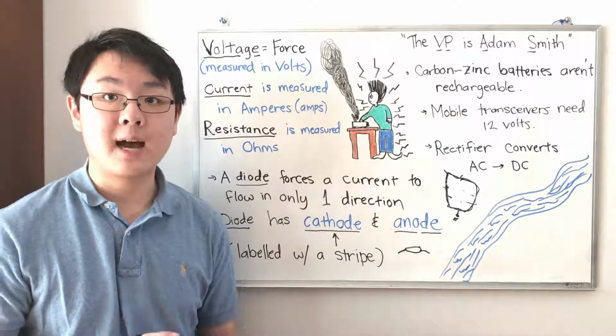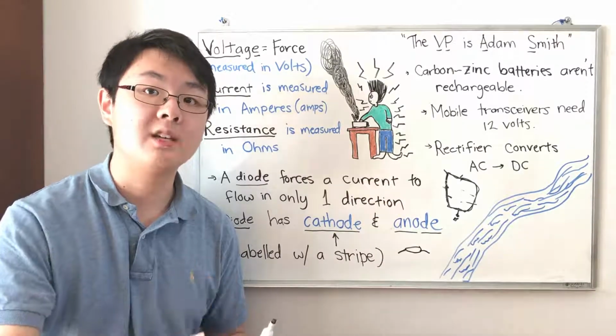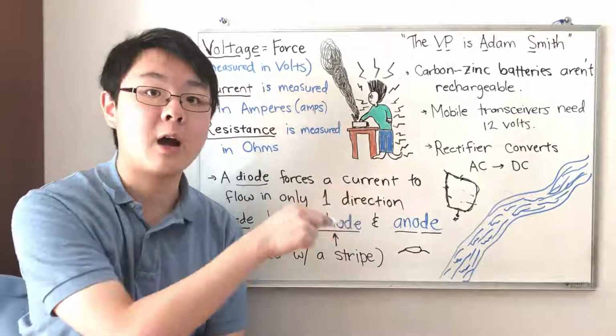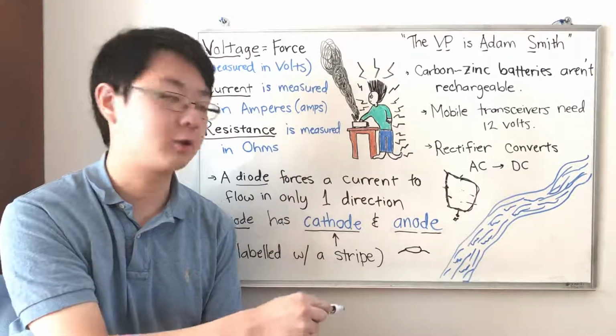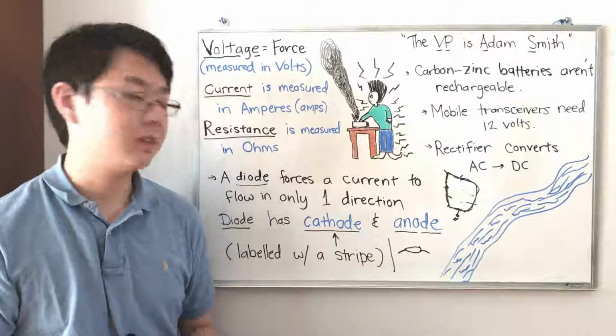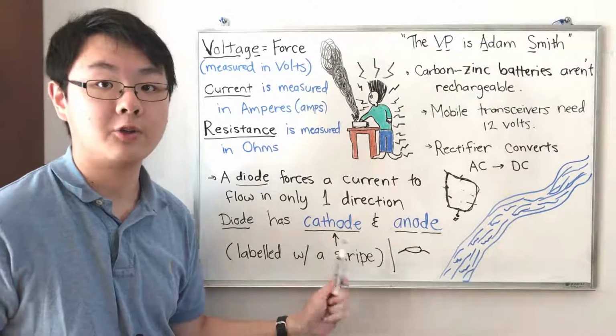So on electrical schematics, and we're going to learn about this later, so don't worry if you're confused right now. We're going to look at this more in detail. But on electrical diagrams, the cathode on a diode is usually labeled with a little stripe, like a vertical stripe like that. And that's how we can tell that it's the cathode. The cathode is labeled with a stripe.